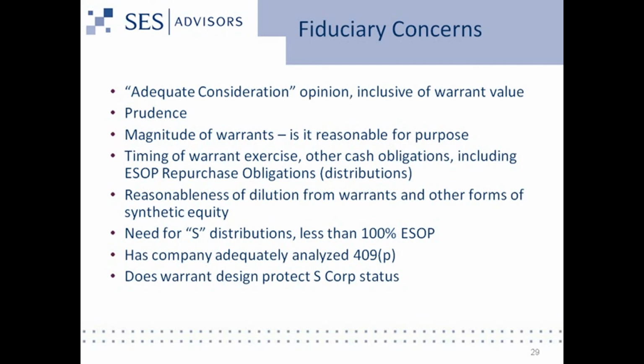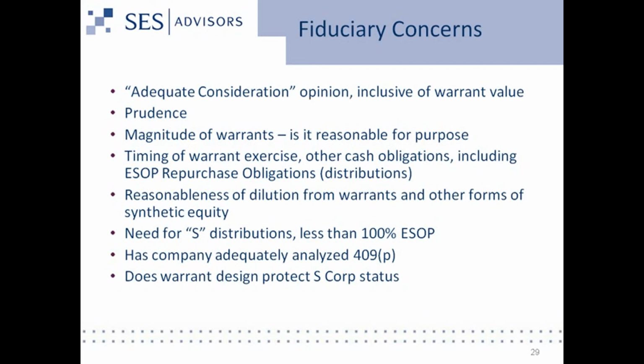We don't want to ever create a situation, if we can avoid it, when we have to start making tax distributions to new shareholders because we're now not 100% shareholder. We want, as a checklist, as a fiduciary, to make sure that somebody's looked at and presented a 409(p) analysis, and that we don't have any danger of losing our S status in the process.